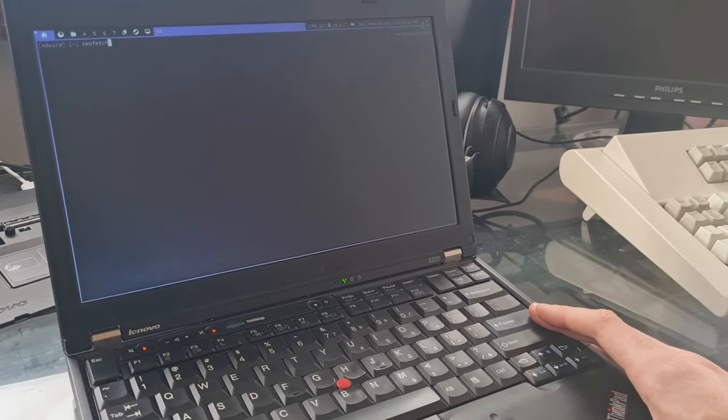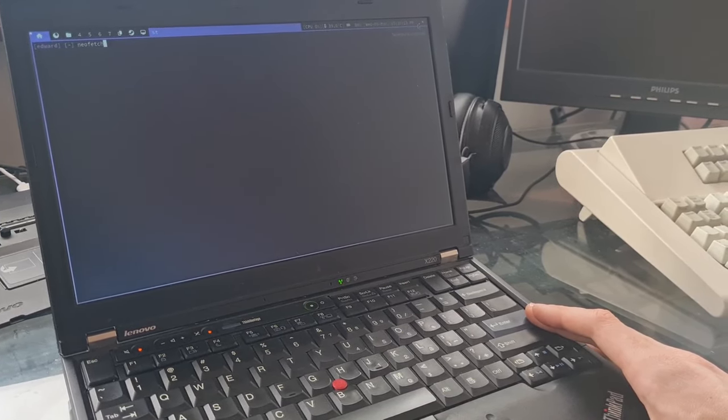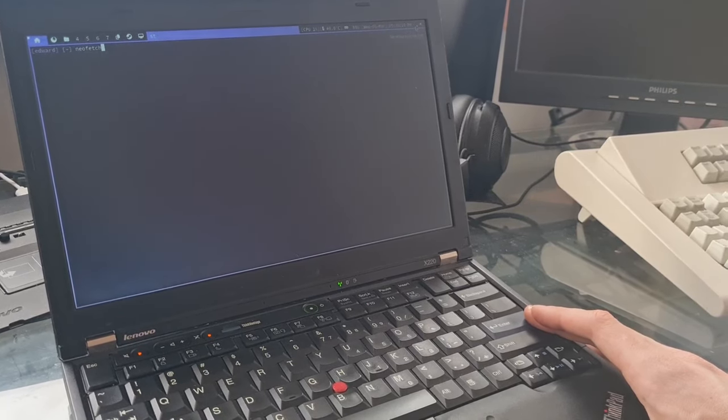And finally, my Lenovo ThinkPad X220, which is running Arch Linux.